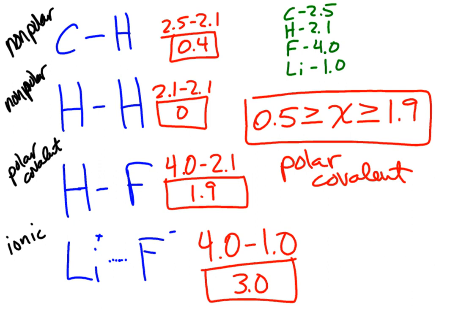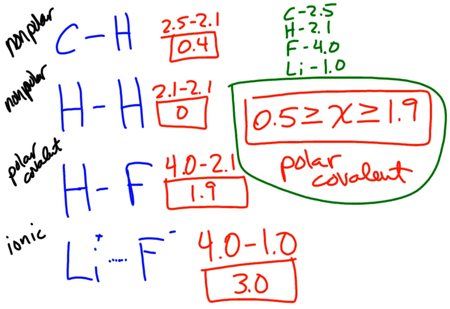But this right here is very important. Make sure you write that down. Write that number down: greater than or equal to 0.5 and less than or equal to 1.9. That's your indicator if it's going to be a polar covalent bond or not. So, if you guys have any questions, by all means ask.